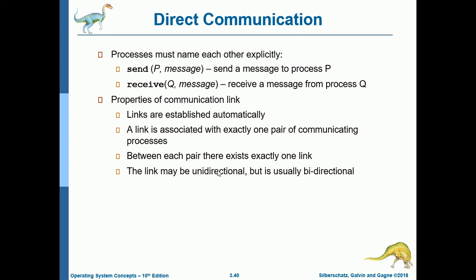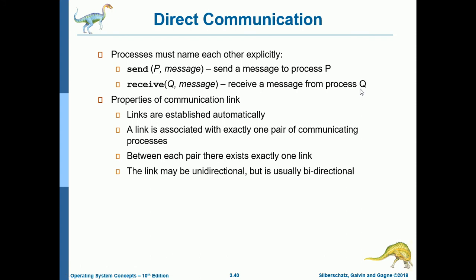So first is we have direct communication. Processes must name each other explicitly. Okay, so send, then the parameter is P and message. The meaning of this function is send a message to process P. Then receive Q, then message. This means receive a message from process Q.